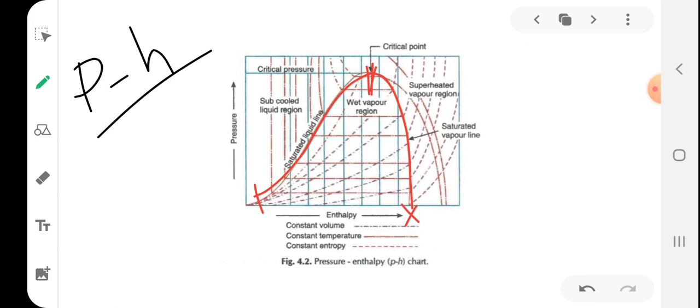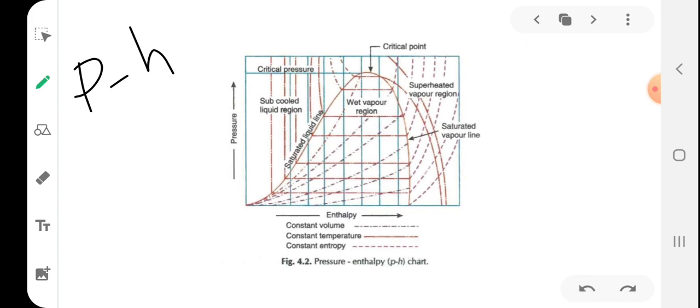If the properties are present on this particular line, it means the state of the refrigerant is saturated vapor. Inside the dome it is liquid plus vapor. Here it is completely liquid, the subcooled liquid region, where the temperature is below that of the saturated liquid line. And here it is the superheated vapor region.